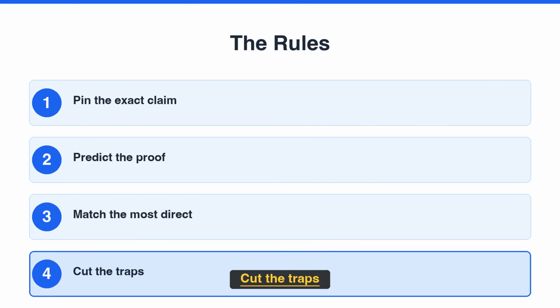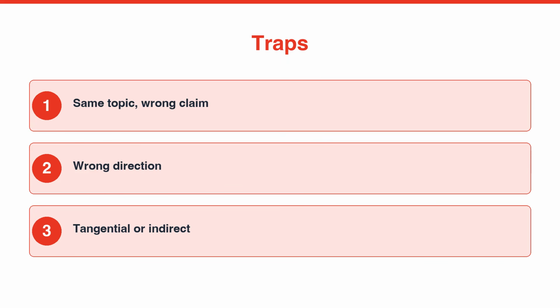Step 4. Cut the traps. Whatever's left, eliminate on a checklist, not a hunch. Drop choices that are on topic but about the wrong claim, choices that point the opposite direction, and choices that are only loosely related. Those eliminations fall into 3 repeatable shapes. Here's the lineup, then we'll take each one.